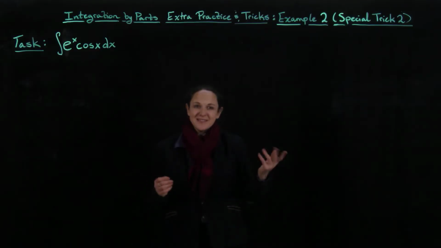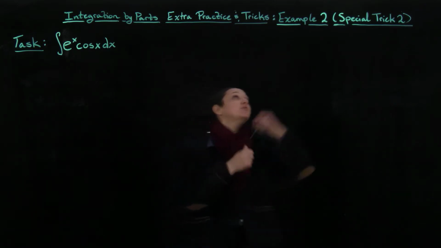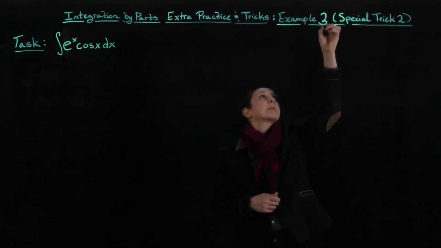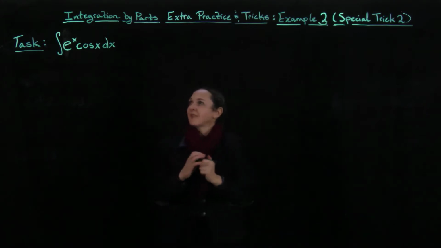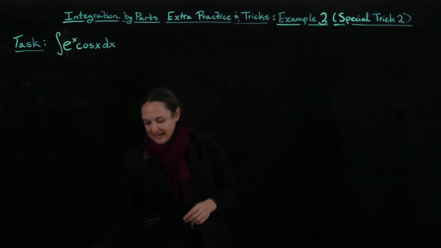Exciting. So in this lecture, we're going to do the third of our tricks. Oops, I need to change that 2 to 3. Okay. And in this one, we're going to integrate e to the x, cosine of x dx.